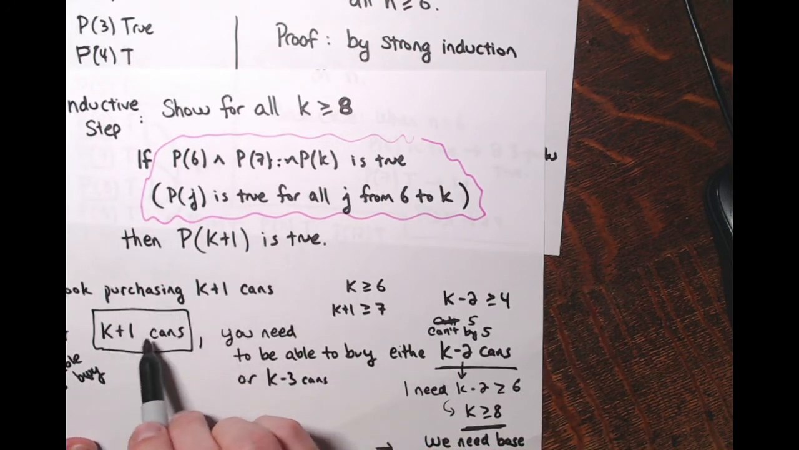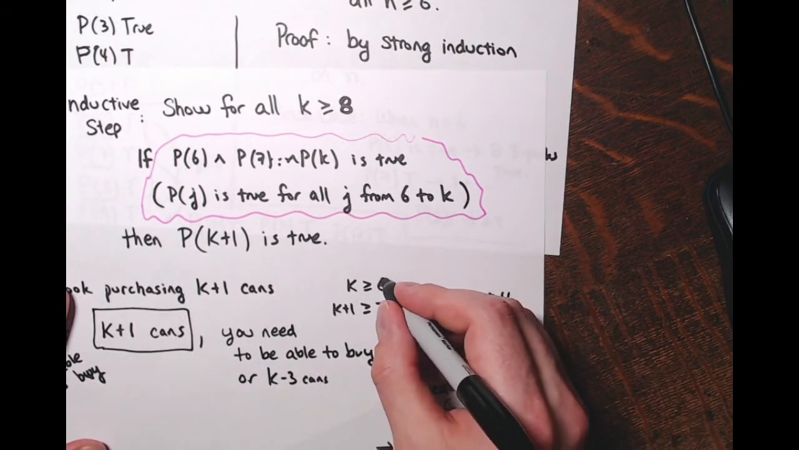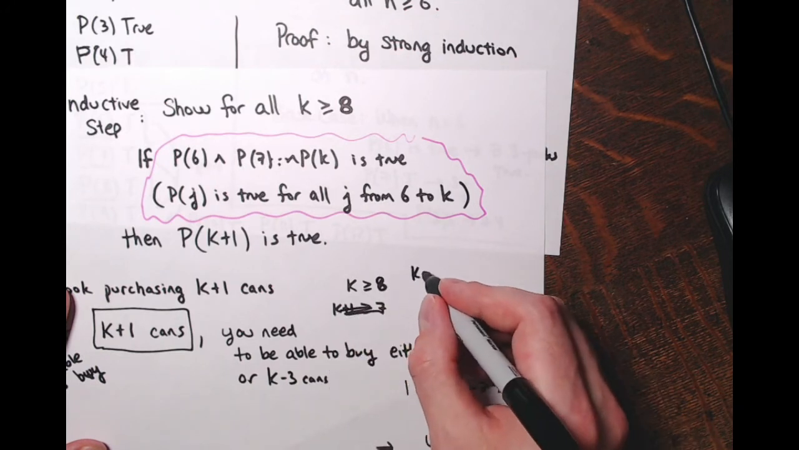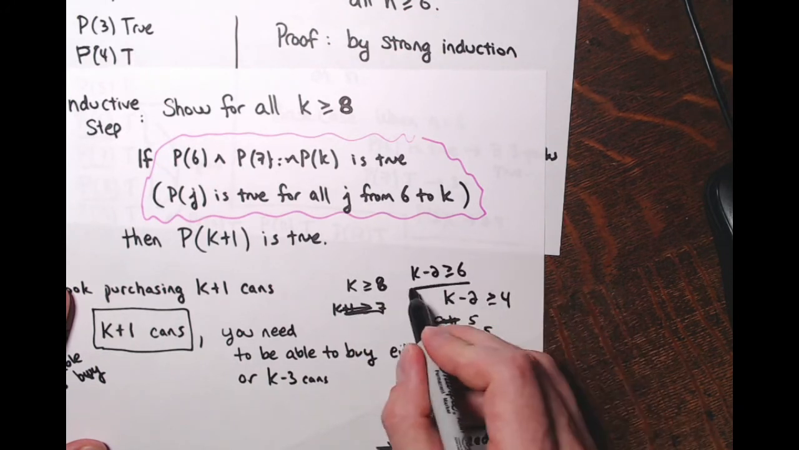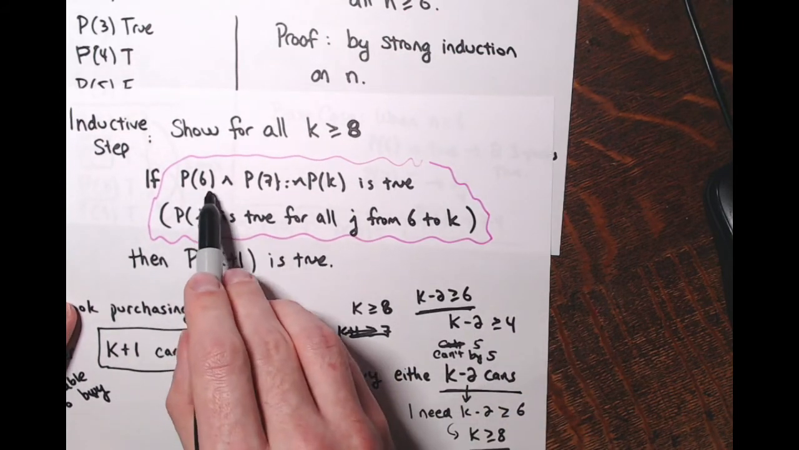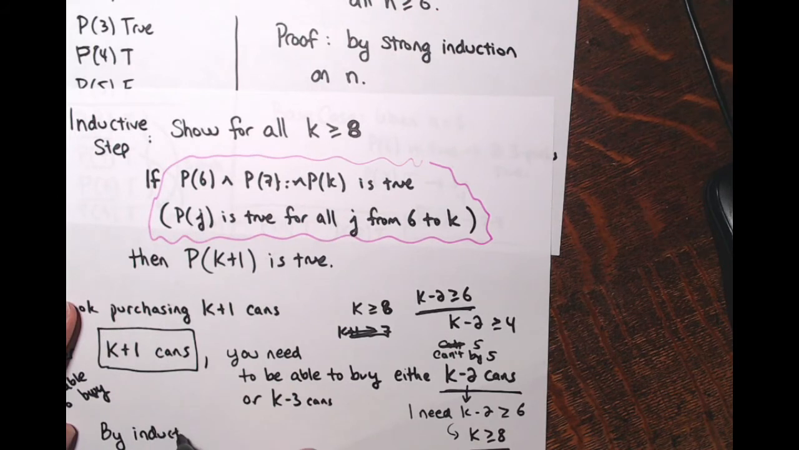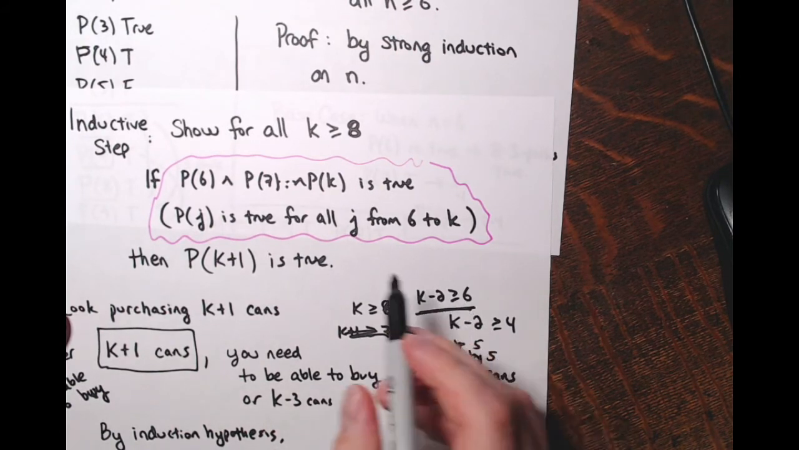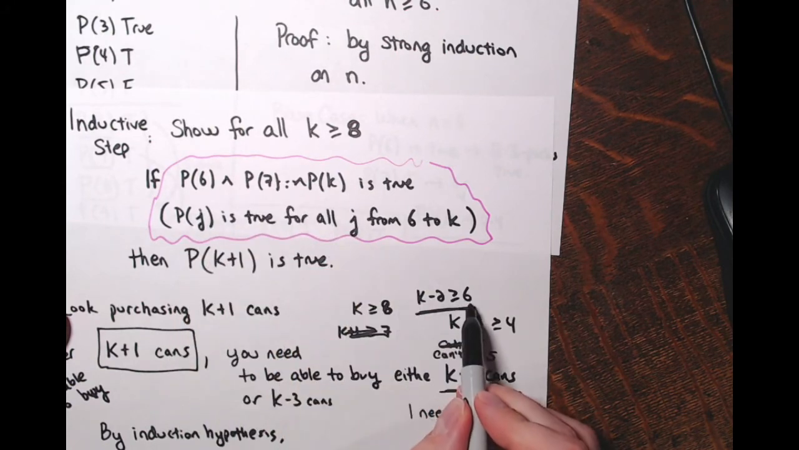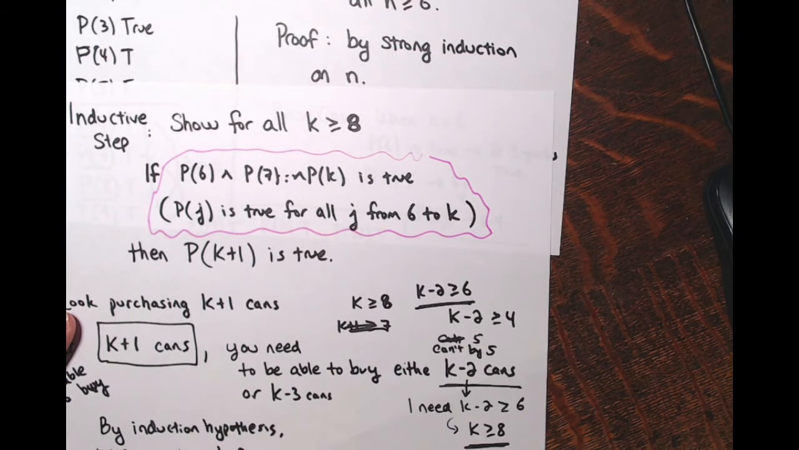Now, when I'm trying to purchase k plus 1 cans, and k is greater than or equal to 8, k minus 2 is greater than or equal to 6, and this is a value that we know is in this range. So by our induction hypothesis, we can purchase k minus 2 cans, right? Since k minus 2 is going to be in this range from 6 to k, it's greater than or equal to 6. And then just add a 3-pack.